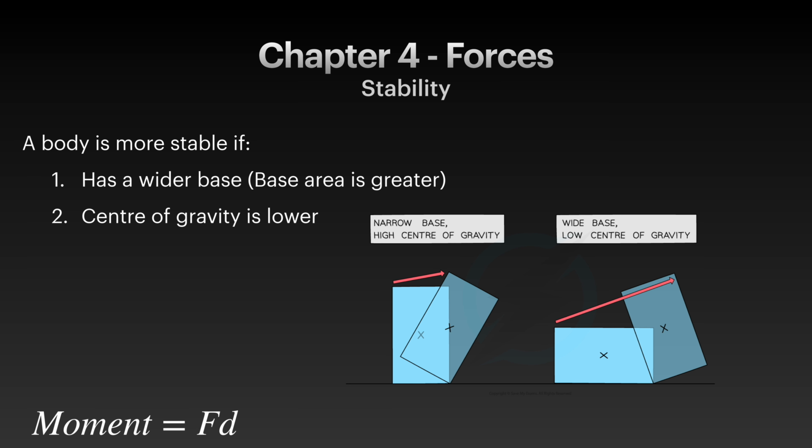Talking about stability, let's look at what determines the stability of a body. A body is more stable when it has a wider base and its center of gravity is lower. That's why race cars are built low and wide. They're harder to tip over.